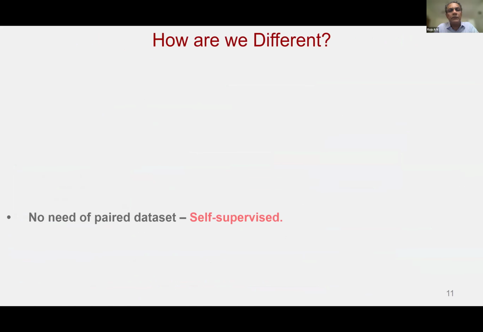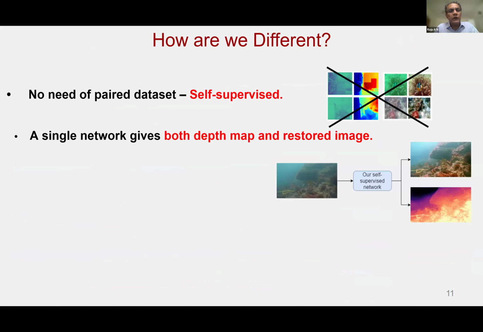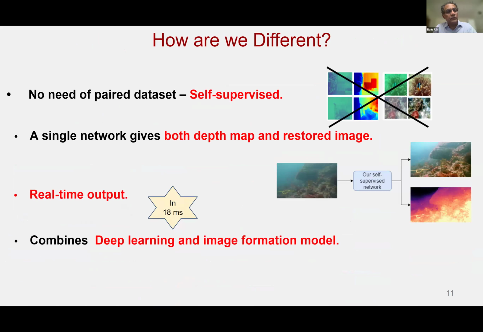Now, let me come to the method. How are we doing it in a different manner? So we don't need a paired data set. We try to do it completely in a self-supervised way. And then we have a single network that gives both outputs in real time. To give you a feel for what kind of time we are looking at, per frame it takes 18 milliseconds, which is very fast. And by the way, it combines the deep learning as well as the image formation model.